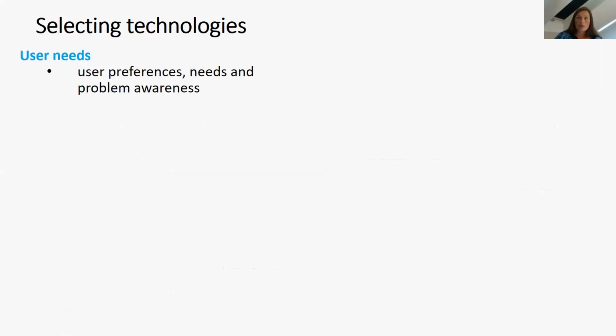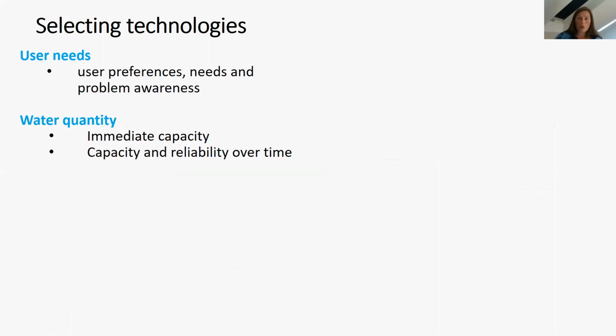Also, if you're thinking about selecting technologies, it's not just about the technology itself, but we also have to think about different user preferences and needs, and the problem awareness, water quantity as immediate capacity, but also capacity and availability over time. Especially in an acute phase of emergency, solutions over time might not be a priority. For example, water trucking may be the only option in the beginning, but in the long term, we might think about availability over time and consider establishing other technologies to provide sustainability.